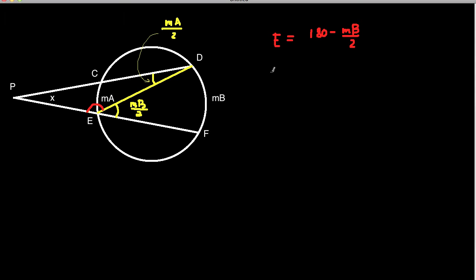So I can say that 180 degrees equals this angle, which I've just said is 180 minus the measure of B divided by 2, plus x, plus this angle right here, which is the measure of A divided by 2.